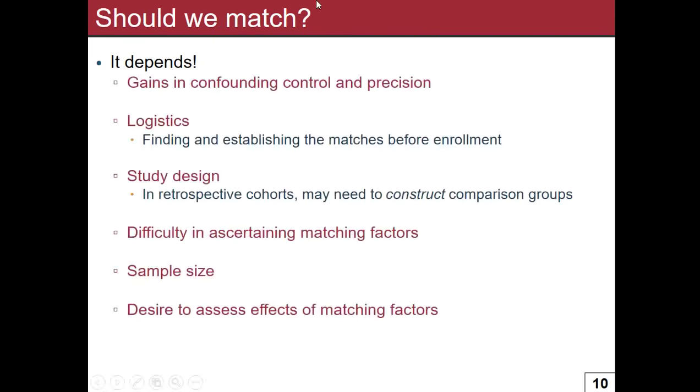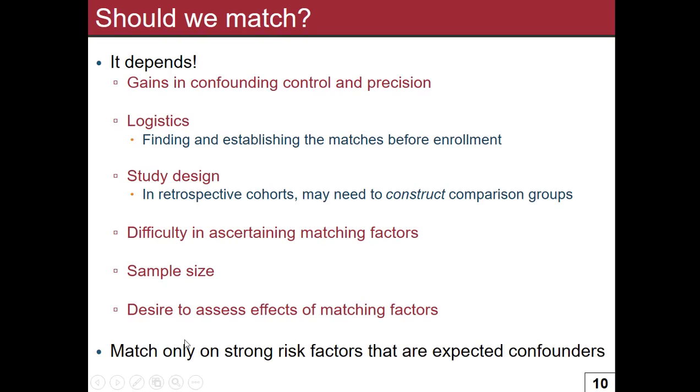Okay, so again, should we match this? I think we've covered some of these pieces here. Again, the decision whether to match is often really based on the feasibility and logistics of it. You should only match on factors that are really important, strong risk factors that you think may also be confounders. So variables that are very influential in the outcome that you care about, things that you think are going to be a big deal. You're not going to match on some extra small little item that you're not sure is important.